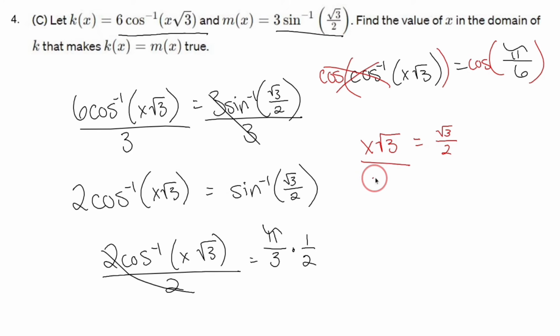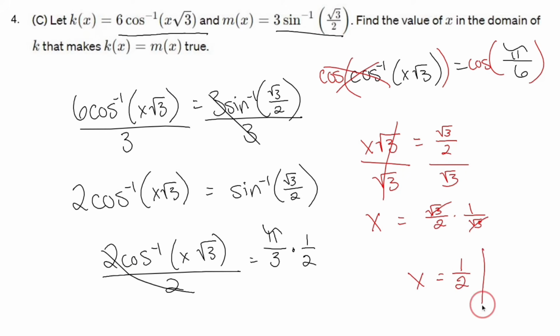I can divide both sides by root 3. So divide both sides by root 3, which, by the way, is the same thing as multiplying both sides by 1 over root 3. These cross out, and you get a half. x equals a half.